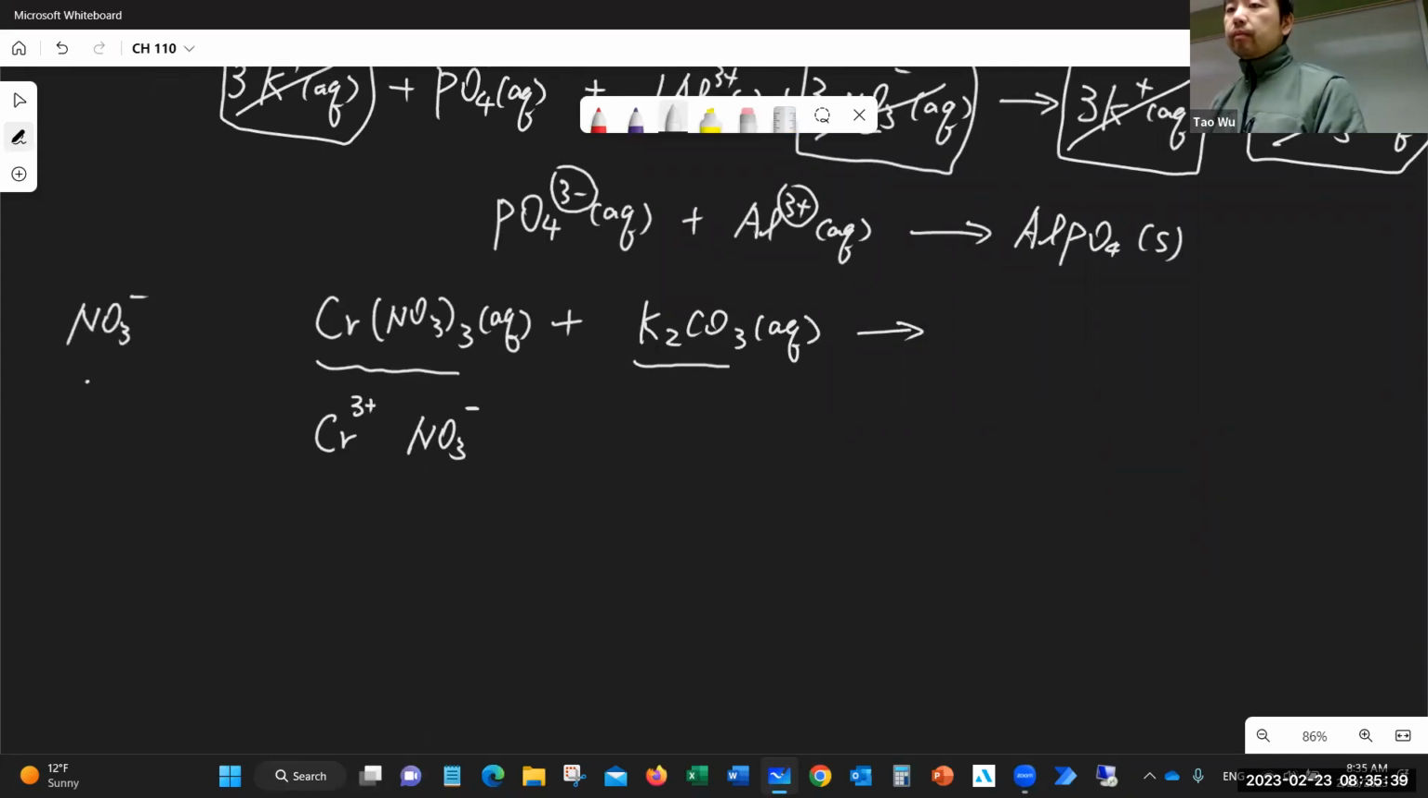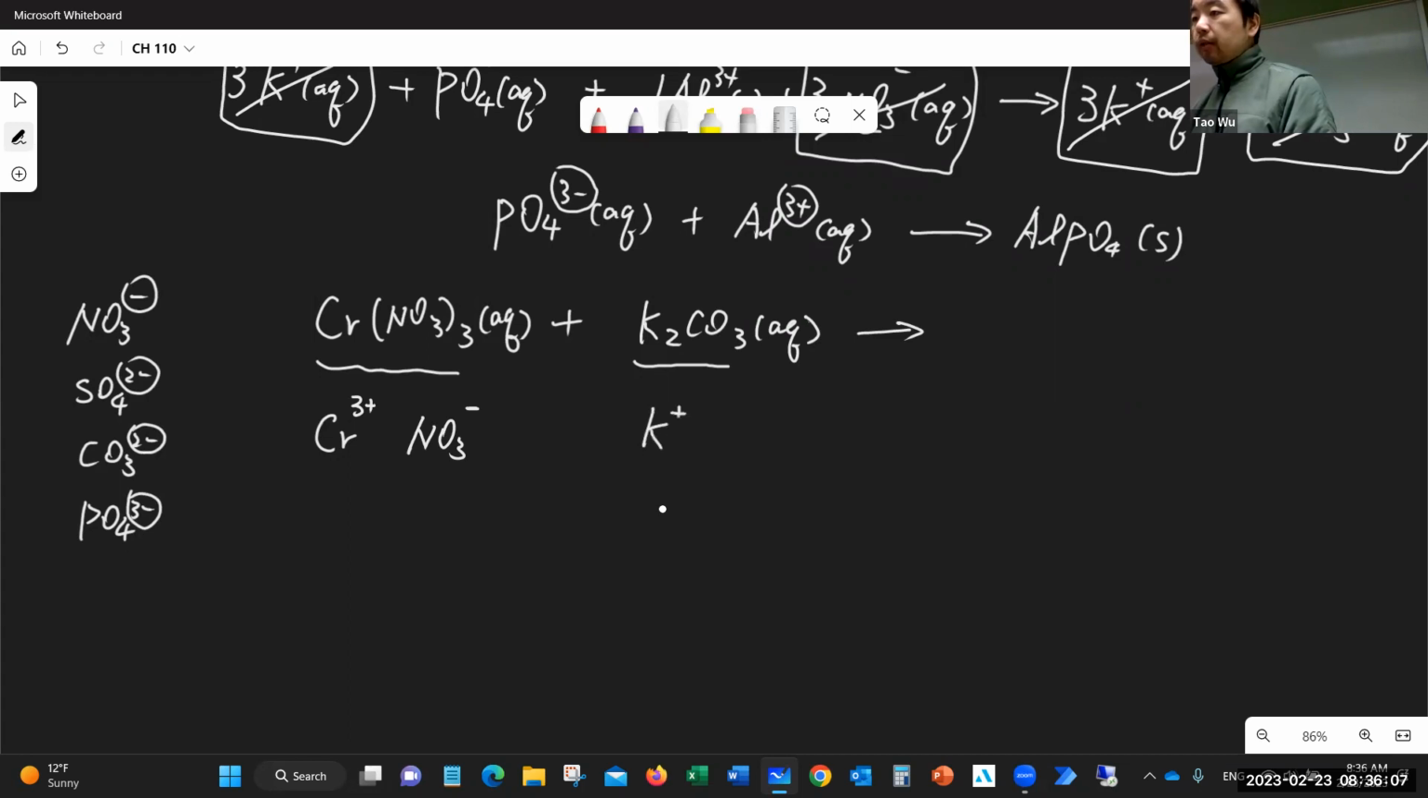NO3 minus, SO4 2 minus, CO3 2 minus, and PO4 3 minus. Those polyatomic ions are very common in chemicals. So based on the charge, you should be able to figure out the charge for the cation. Okay, so this is 3 positive, and then we have potassium ions and carbonate ions. Now you figure out what kind of cation and anion are in each species.